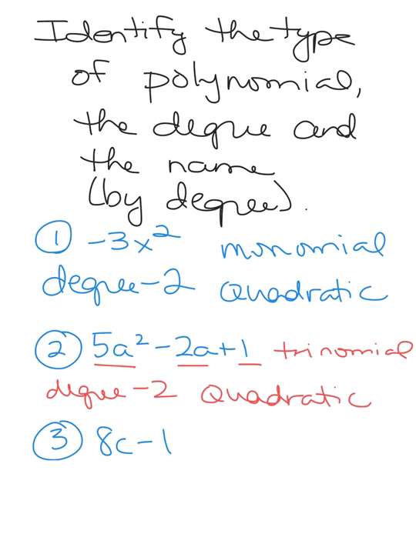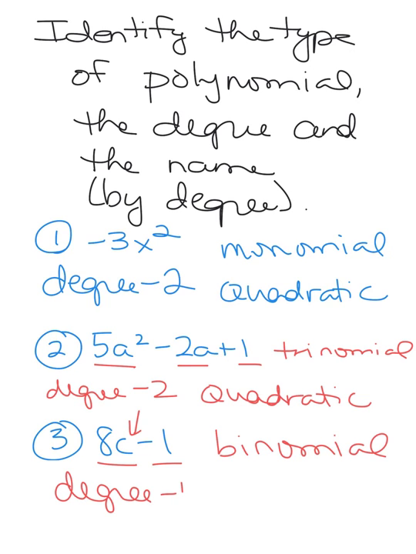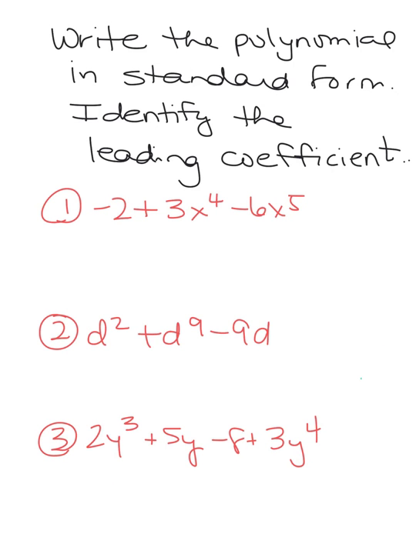In our last example, we have 2 terms, so we call that a binomial. Our highest power there is 1. The degree is just 1. The x is not written to any power, so we assume that that's 1. And we call a polynomial with a degree of 1 a linear expression right there, so that's linear. We are now being asked to write the polynomial in standard form and identify the leading coefficient.